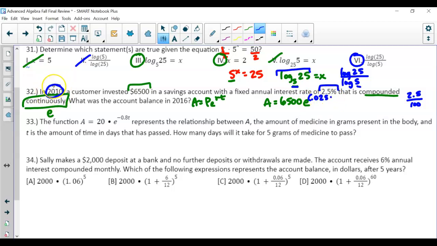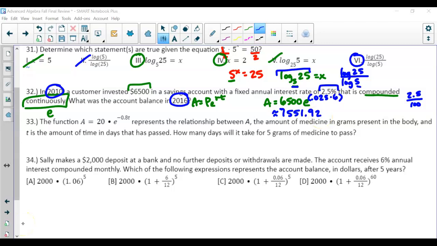Then we multiply that to our t, our time. Well, if we're in 2010 invested, and what is the account balance in 2016? That's why you have times 6, because 6 years have passed. And now what is the account balance? And when you put this in the calculator, you should get that the account balance is approximately $7,551.92.